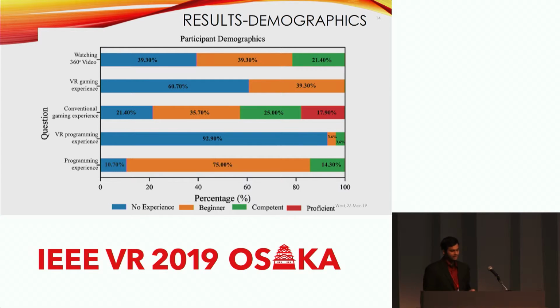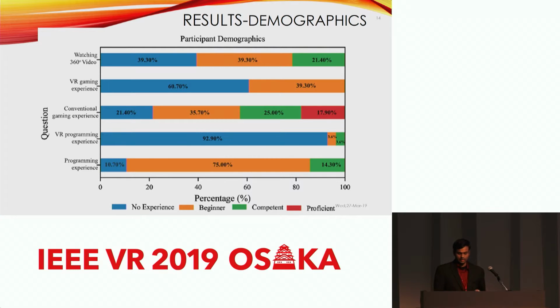So in the results, we had results for demographics. We had 4 different categories: no experience, beginners, competence, and proficients. There was a majority of people who did not have VR programming experience, and most of them identified themselves as a beginner with normal programming experience.